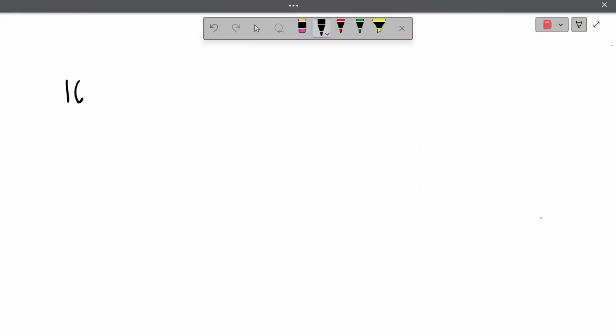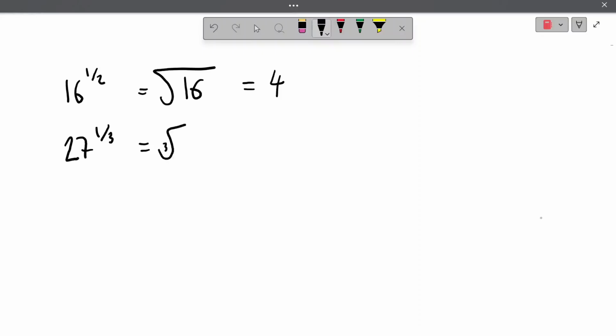Now, if I have 16 to the power of a half, that's just the same as the square root of 16. And the square root of 16 is 4. Or what about if I had 27 to the power of a third? Well, that there is the cube root, and I'd write this like that. Cube root of 27, and the cube root of 27 is 3.